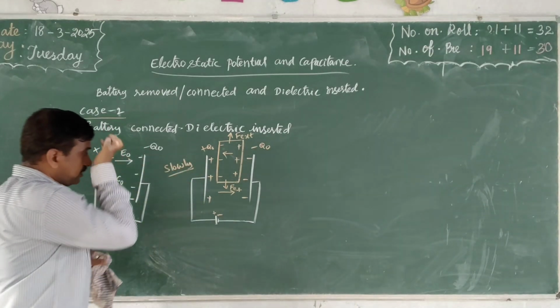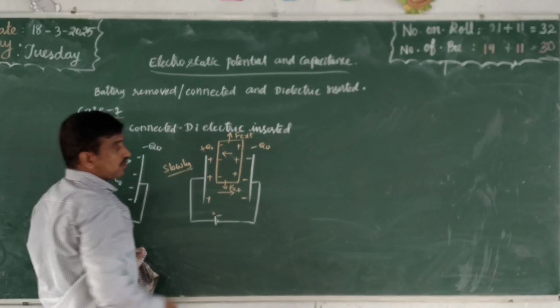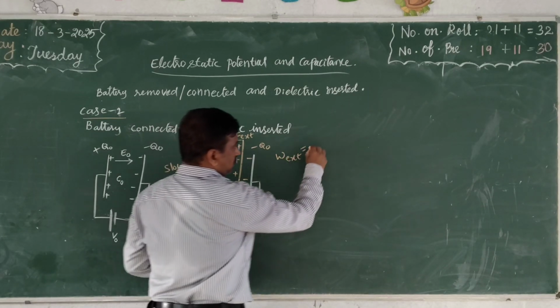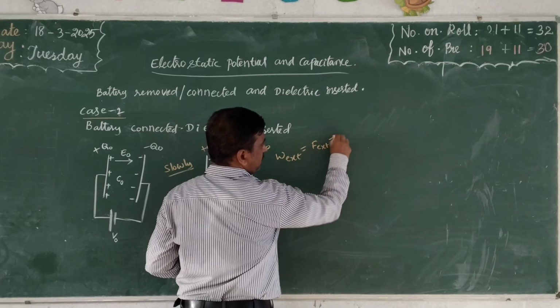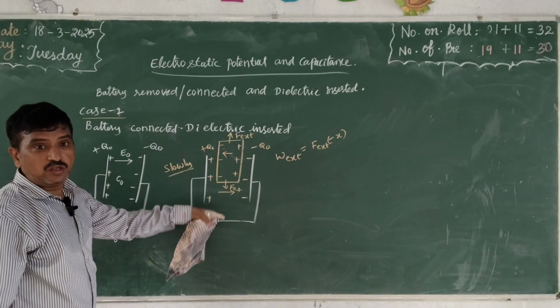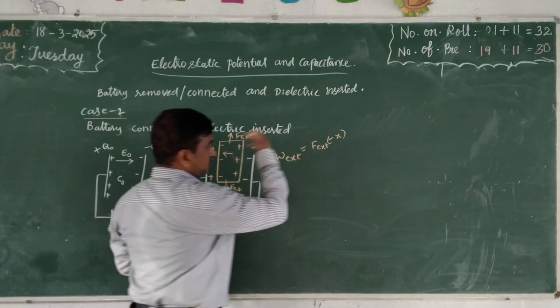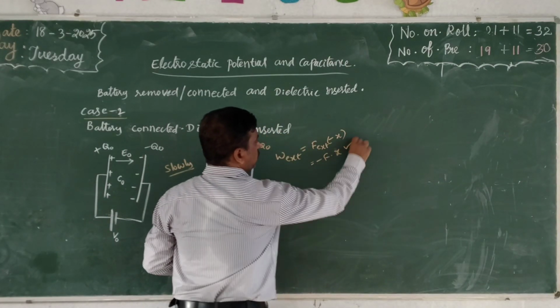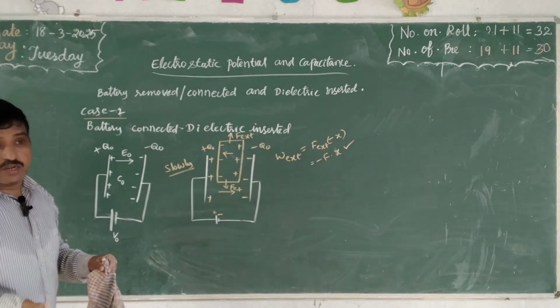Now, the work done by the external agent. We can write the external force, and the displacement is minus x. Why are we taking minus? Because the dielectric is moving downwards while the external force is upwards. So we can write F into x, which means negative work. So energy is obtained.